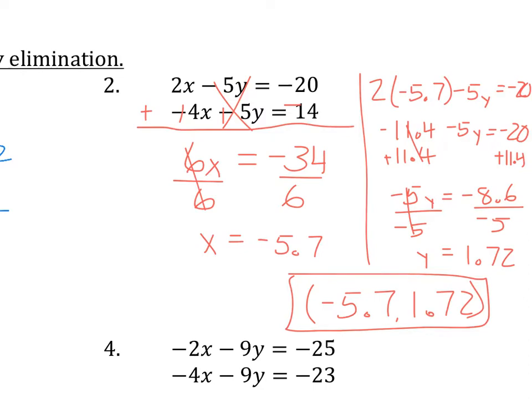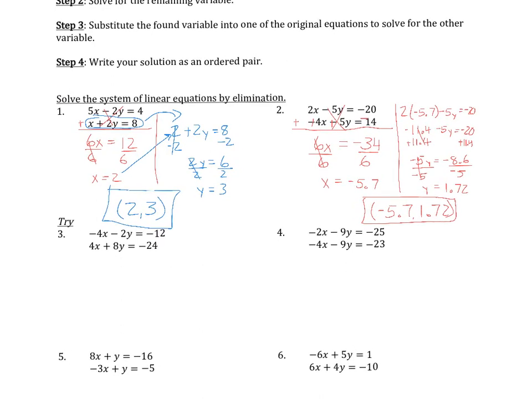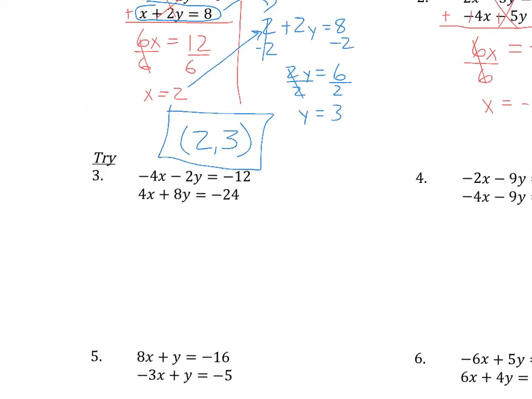So if we have opposites like number 1, just add straight down. If you have the same instead of opposites, you're just flipping the signs of an entire equation and then going from there. Okay, so let's just pause the video, try 3 and 4, and then play the video when you're ready for me.